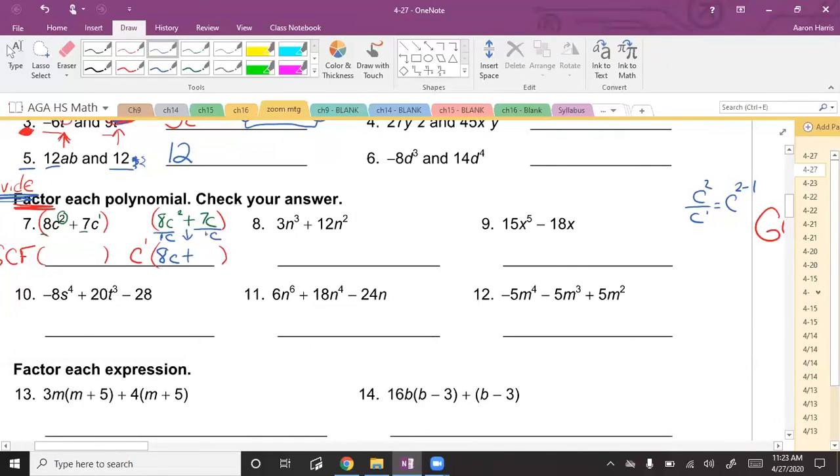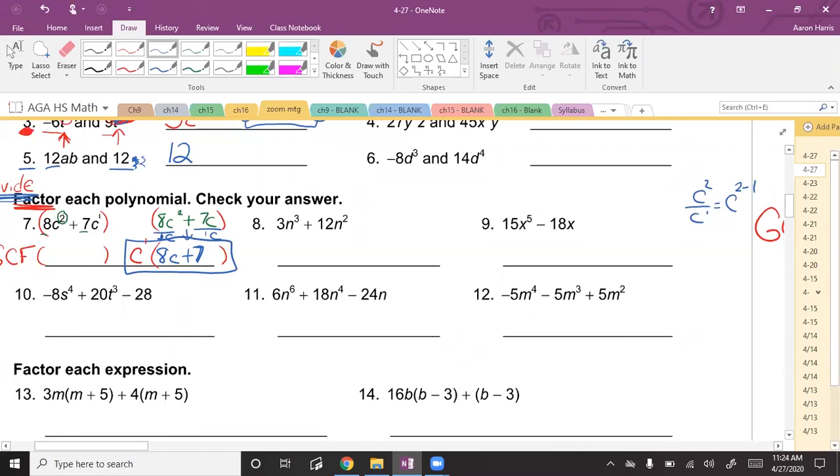7 divided by 1 is what? 7. C divided by C is what? C? What's 4 divided by 4? Oh, it's 1. There you go. C divided by C is 1, so that's your answer. And that's how you do that.